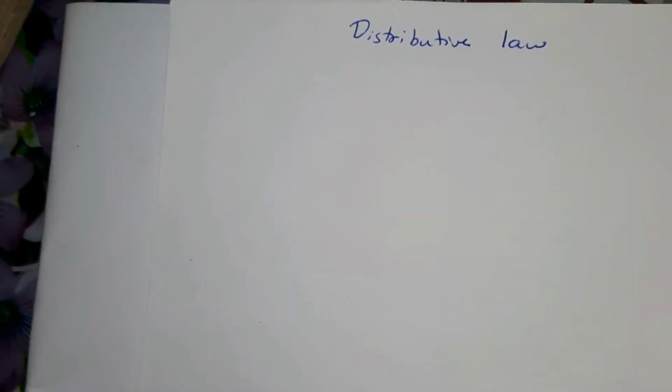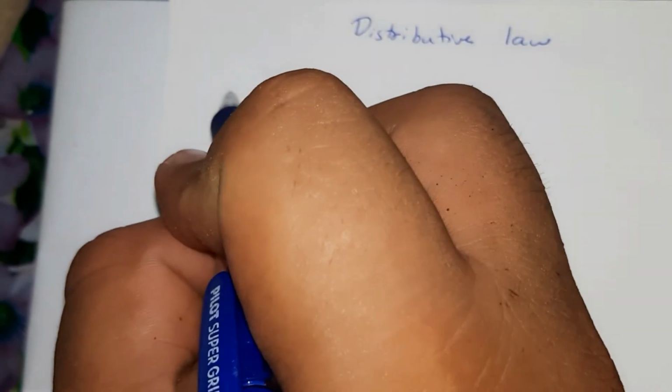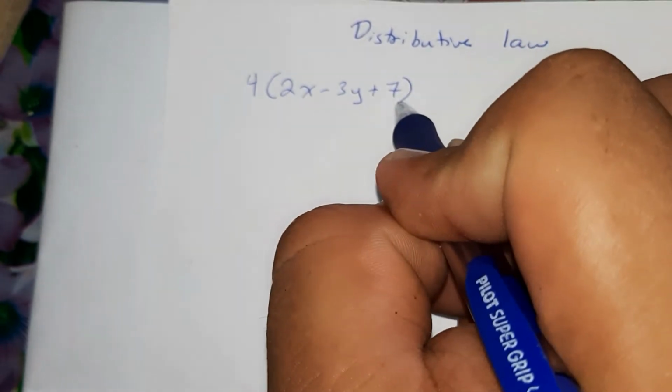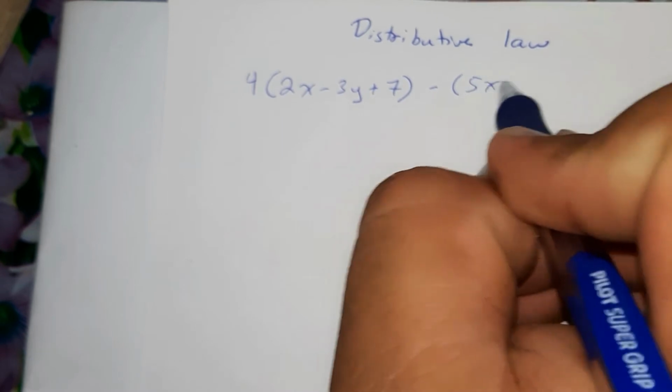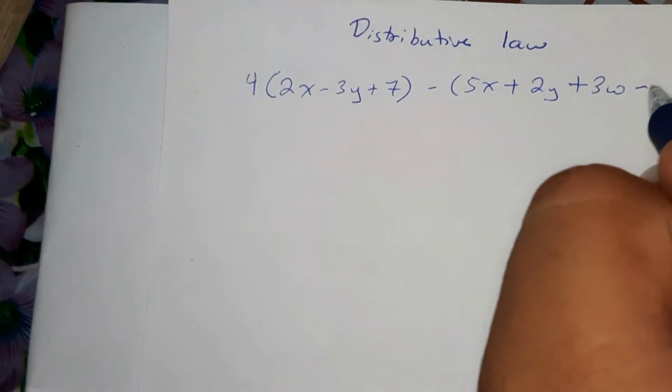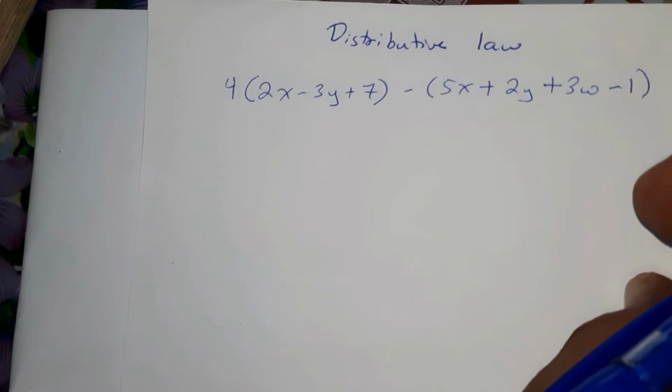Hello everyone, today we want to take a look at the distributive law. Now, the distributive law happens whenever we have brackets and we want to remove the brackets by distributing something inside of the brackets. For example, we have an algebraic expression with distributive law, and then it says it is 4 open brackets 2x minus 3y plus 7 close bracket minus open bracket 5x plus 2y plus 3w minus 1. So this is what we have, the distributive law.